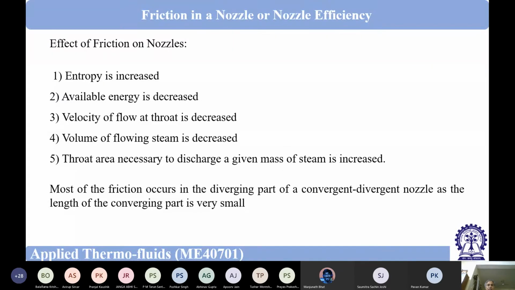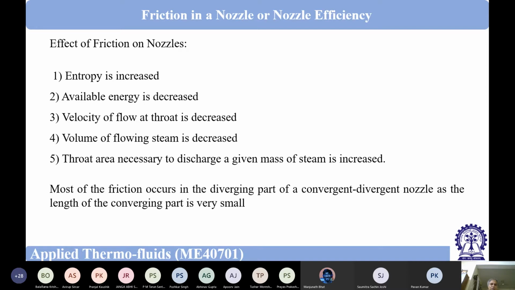Effect of friction. I have told you generally the heat transfer through the nozzle is small, but friction is there. Such a big velocity, the steam is flowing through the nozzle, so there is friction. So what is the effect of friction? Friction increases the entropy, obviously. Available energy is decreased.